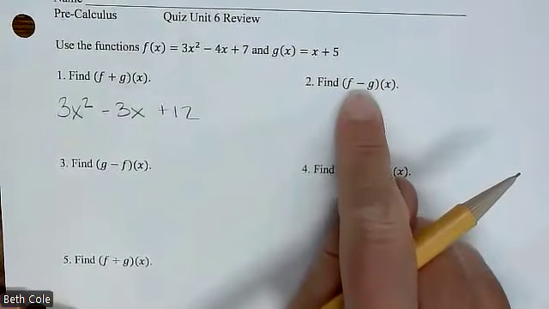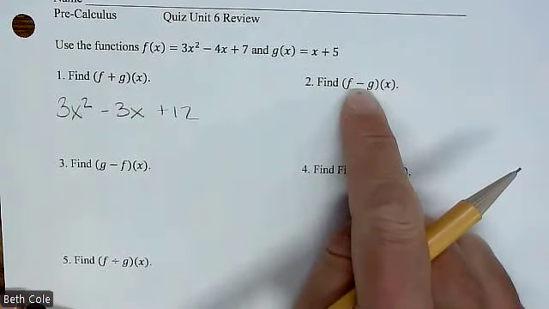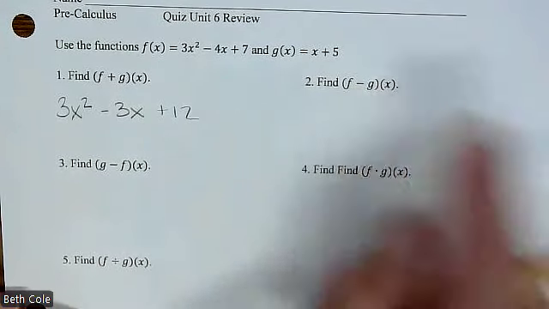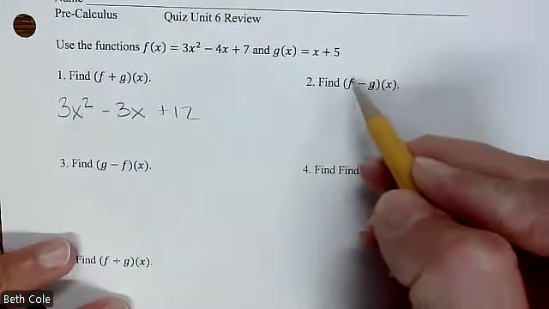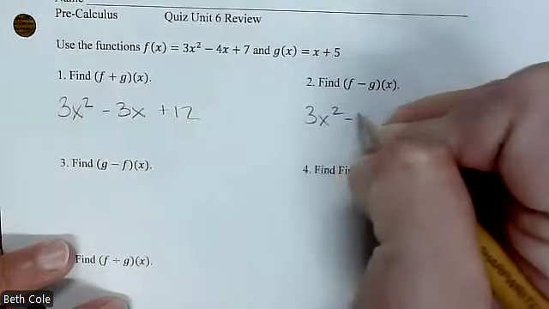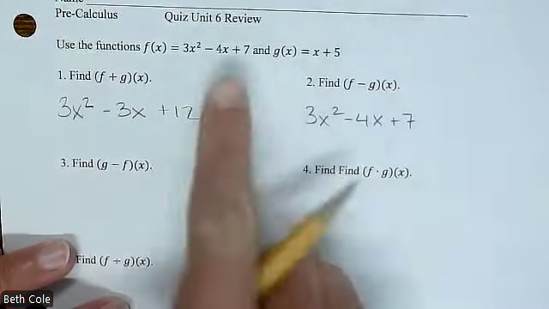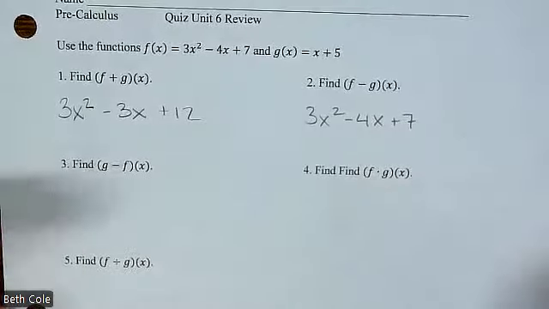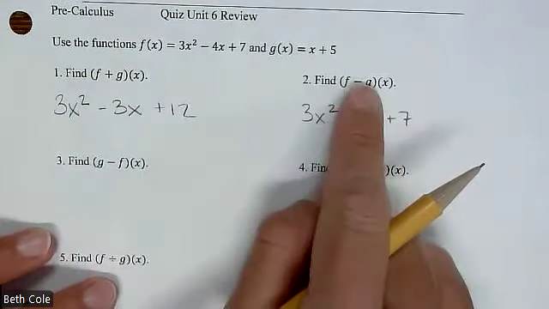Now, when you're subtracting, I strongly recommend writing out the middle step because negatives are the most commonly missed thing ever. We're going to write f of x, so I'm basically just going to copy this first function there. So like, hey, Miss Cole, it looks like you just rewrote it. Sure did. And then you want to do minus g.